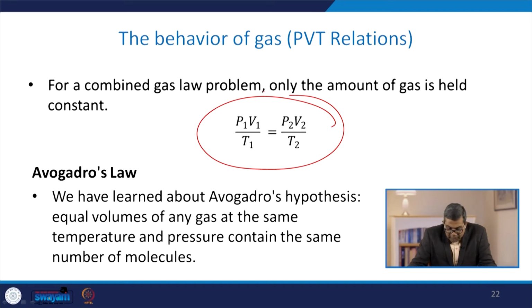Now, let us talk about Avogadro's law. It is again a very important law when predicting the behavior of the gas. We have learned about Avogadro's hypothesis, that equal volumes of any gas at the same temperature and pressure contain the same number of molecules. It follows that the volume of a gas is directly proportional to the number of moles of gas present in that particular sample. So, Avogadro's law states that the volume of a gas is directly proportional to the number of moles of gas when the temperature and the pressure are held constant.